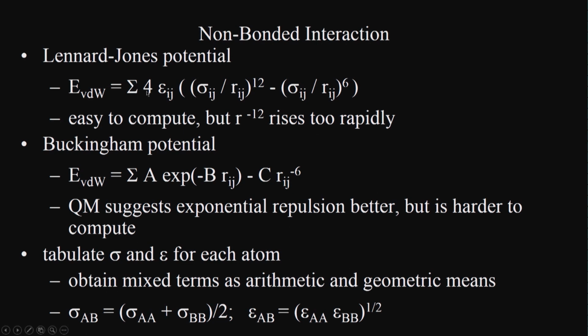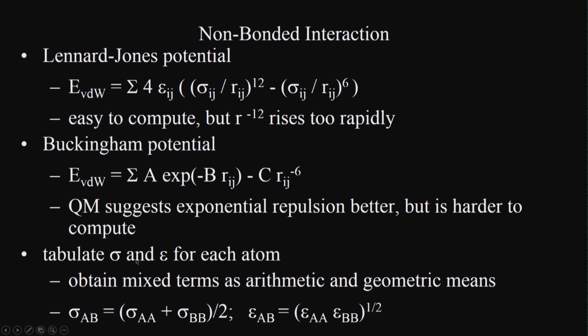So different forms exist for non-bonded interaction, and this is called the Lennard-Jones potential. We have a summation of 4 epsilon times sigma over Rij raised to the power 12 minus sigma over Rij raised to the power 6. So r to the minus 12 rises too rapidly, it is easy to compute. We have another one called the Buckingham potential, a exponent minus b Rij minus c Rij to the minus 6, but it is slightly harder to compute, you have to calculate this.